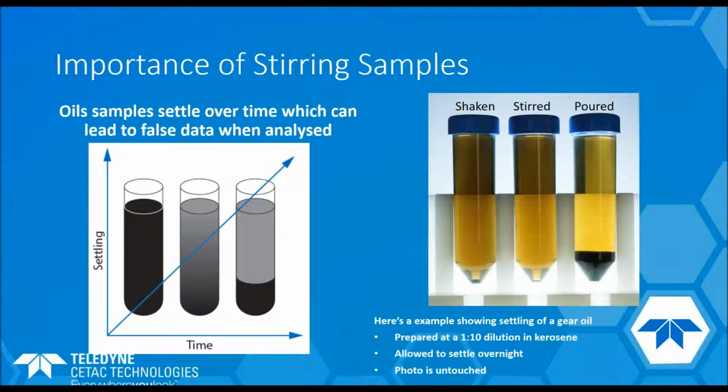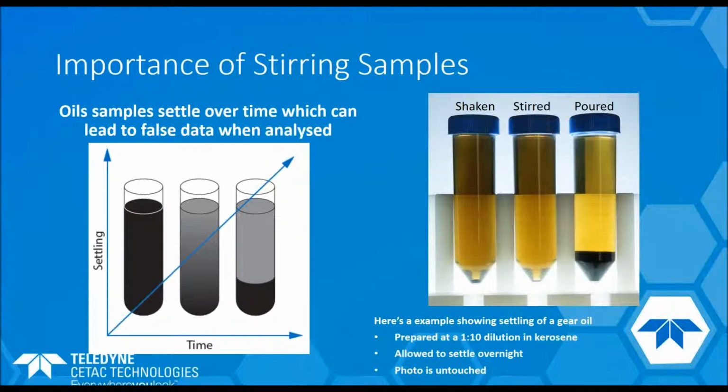On the right is a picture that we took just a few days ago of some gear oil samples that were diluted in kerosene, 1 to 10 dilution. And then you see one that was shaken, one that was stirred, and the third was just poured in. So we poured in the oil, poured the kerosene on top of it. All 3 of them seem like they were mixing fairly well, but you can see, especially on the one that was poured, that the gear oil really settled out to the bottom.